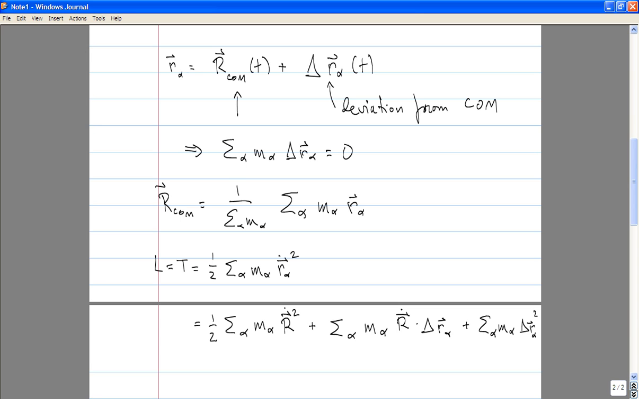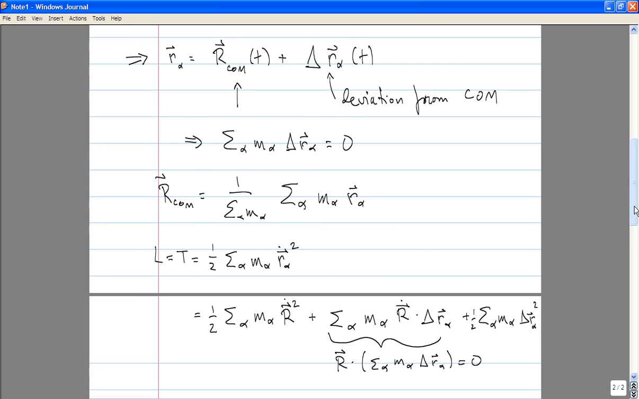And so is that clear? All I've done is plug in this expression for r alpha into the formula for the kinetic energy. I'm sorry, and 1/2. Thank you. And the point is that because I have chosen a center of mass coordinate, this expression here is r dotted with the sum on alpha, m alpha, delta r alpha, which is equal to 0.